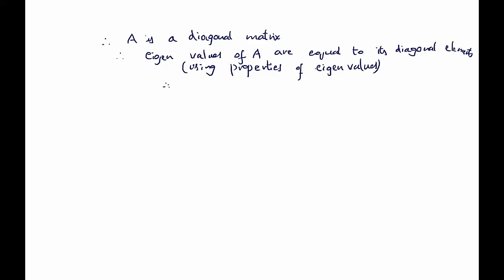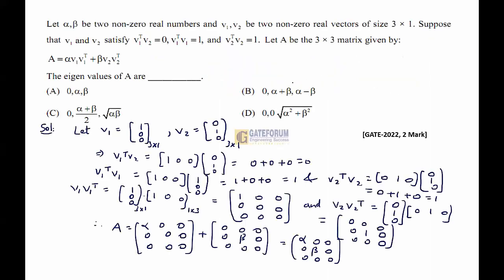So therefore, what are the diagonal elements in the matrix A? 0, alpha, beta are the eigenvalues of A. So this is the answer. Accordingly, the option is A. This is the end of the question.